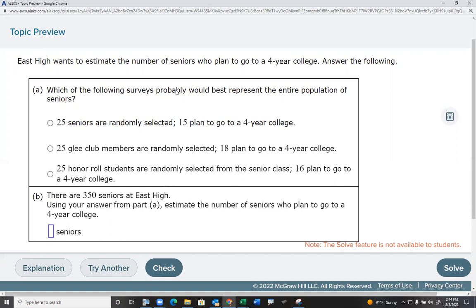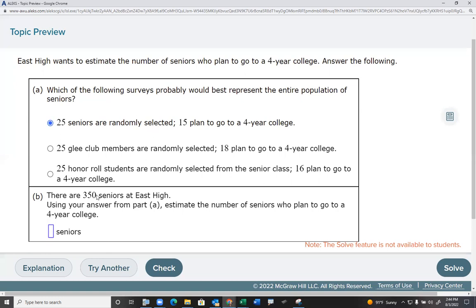But we're trying to represent the entire population of seniors. Okay, well, if we want to know about Glee Club members, we'll test the Glee Club. If we want to know about honor roll students, we'll test the honor roll or get our sample from there. But we want to know what's going on with just seniors generally. So the first one is going to be our best choice.